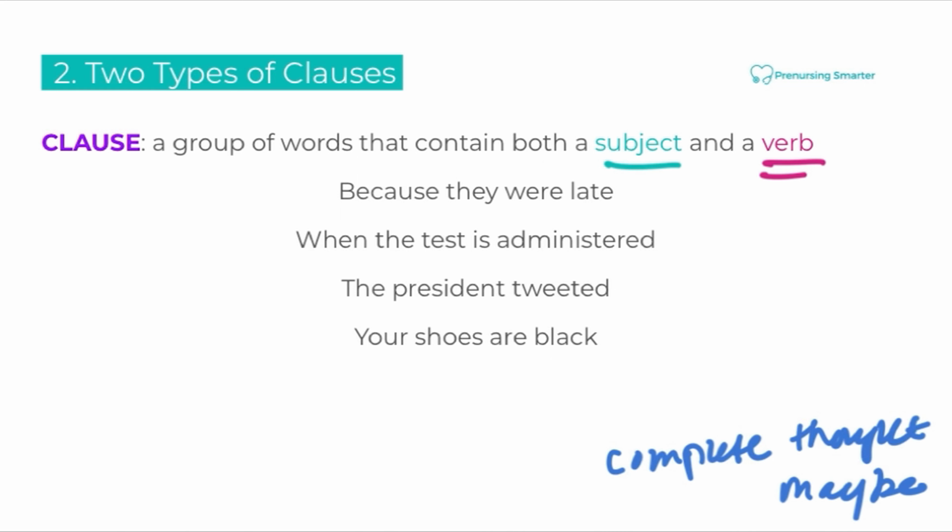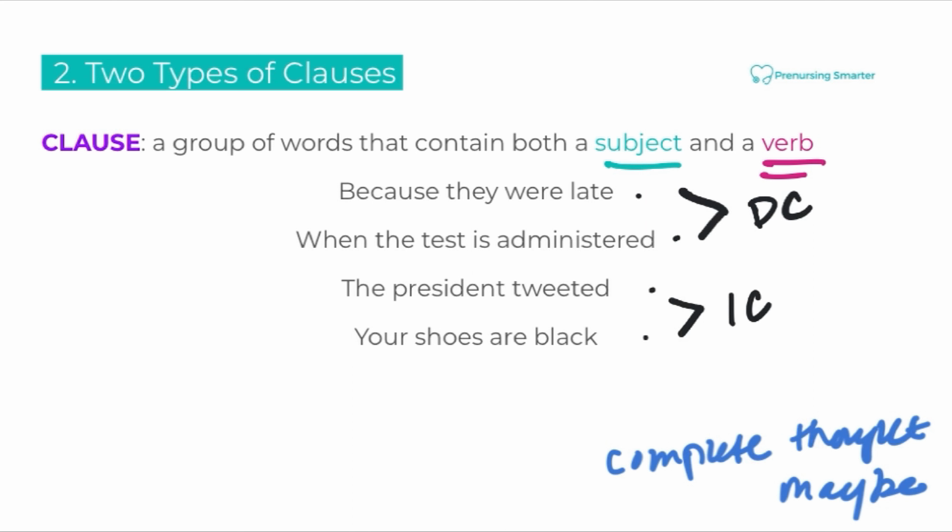Let's look at some examples here. Because they were late. When the test is administered. The president tweeted. Your shoes are black. These illustrate two types of clauses. Do you know what they are? One type is the first two sentences, and the second type is the last two sentences. The first two are dependent clauses, and the last two are independent clauses.